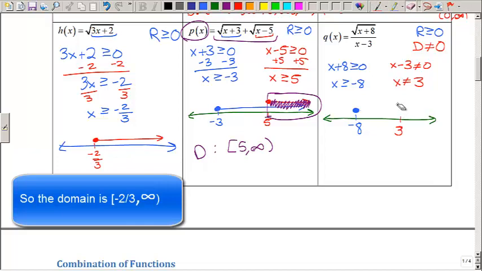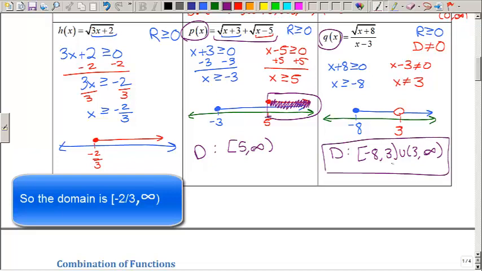So I'm just going to come in and erase the blue line, make it a little bit neater here. I'm allowed to have all values up until 3, but not equal to 3. So the red value would come in and put an open circle right there. My domain for the whole function q of x includes negative 8 until 3, union 3 till infinity. Notice I'm not allowed to include the 3, so I use parentheses on the 3. And that's my domain, having both types of excluded values in the same function.